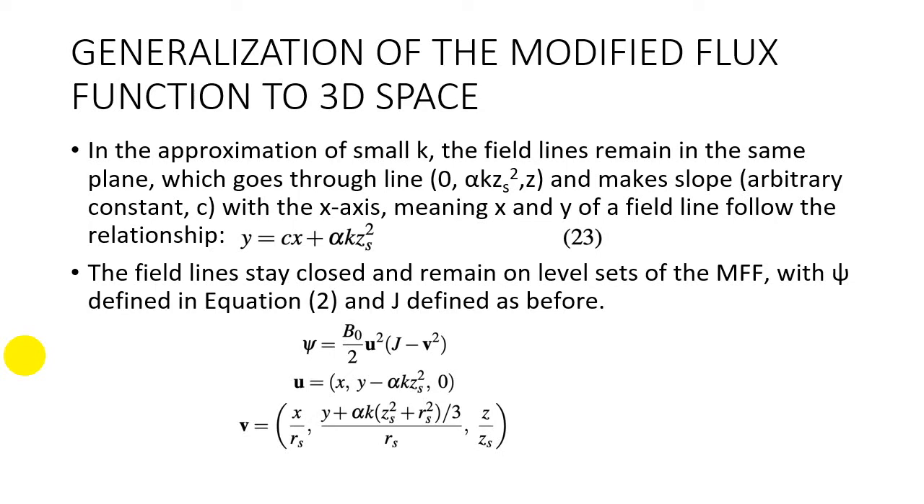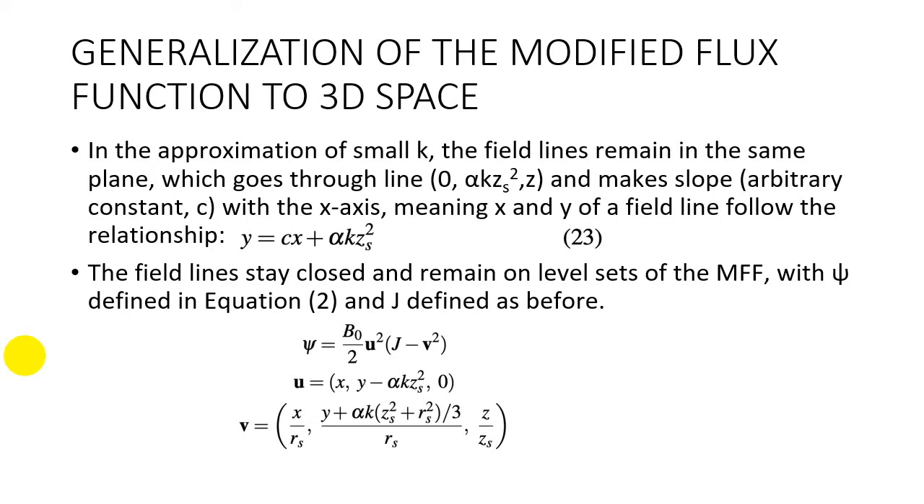Given that the magnetic field lines do stay in the same plane, this is not true if the magnetic field lines venture out of the plane, because then it's possible that they do close when you project them back, but there's a component that goes out. So given that they are in the same plane, we can now say that the conclusion that we had is essentially true even for 3D, because all we're doing is just projecting them back. And this is how the actual modified flux function looks in 3D.